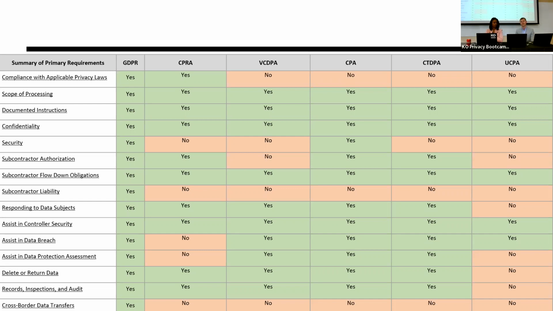Whether you are the service provider or the controller, so the processor or the controller, you have these, with the exception of subcontractor liability, which just means you are liable for your subcontractor's actions, and international data transfer. In the US, we do not have restrictions on international data transfer. We'll talk about those at the end of this presentation with regard to transferring data from the EU and what is required, but not in the US, still not in the US.